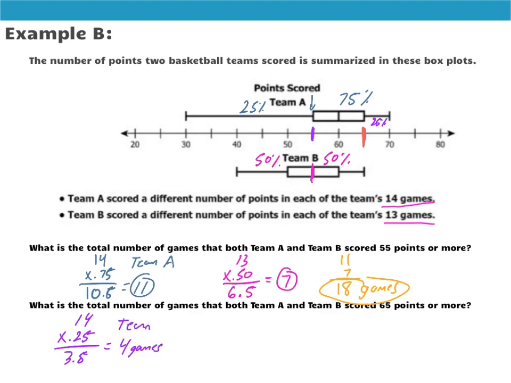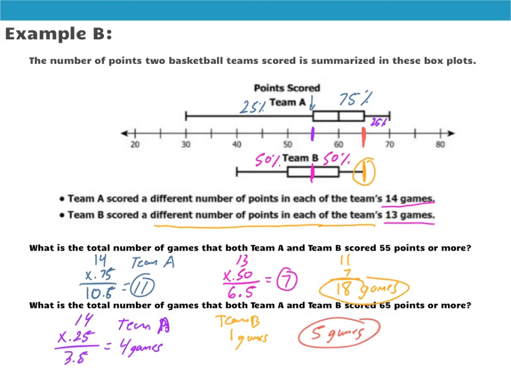Now we need to figure out how many games that is for team B. So for team A, we got our mark at 60. Here's our mark here at 65 for team B. Now, it doesn't look like they have any games above that, but it does have one game at 65 points or more, because remember, it's going to have a different number of points in each of the team's games. So we know that that 65, that upper extreme, is going to stand for one game. So we're going to have team B's mark as one game. Team B, 1, and team A has got 4 games, so 1 plus 4 is going to give us a 5-game total for the answer to that question.